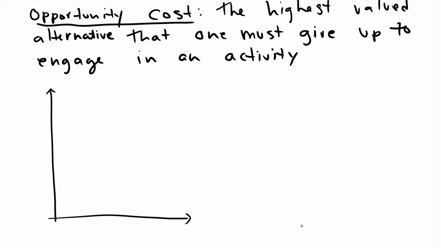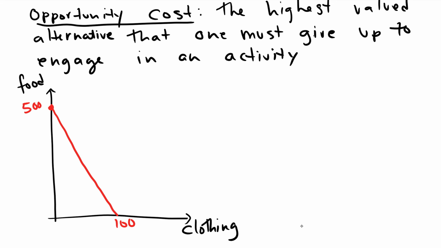Okay, I'm going to do a slightly different example. Let's do food, and we'll do clothing here. I'm going to use different numbers than before because our numbers before were going to be a little bit of a pain when we started doing calculations. So let's say with all our resources in our society, if we do all food, we can produce 500 units of food. If we do all clothing, we can produce 100 units of clothing.